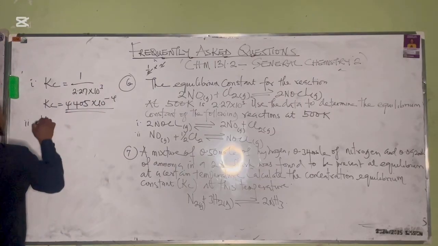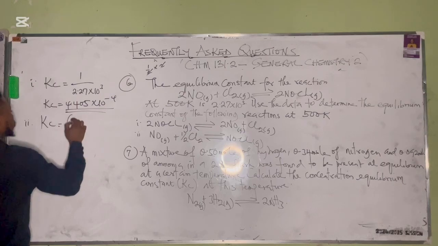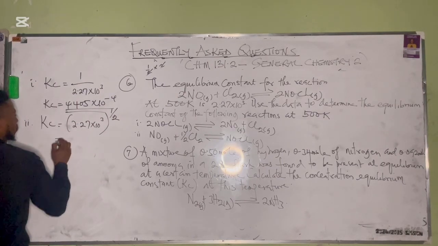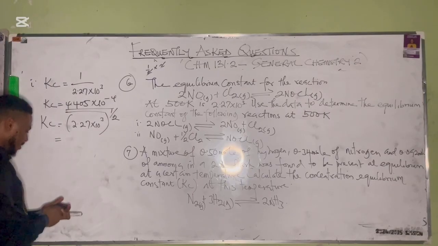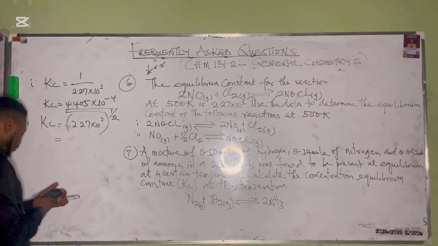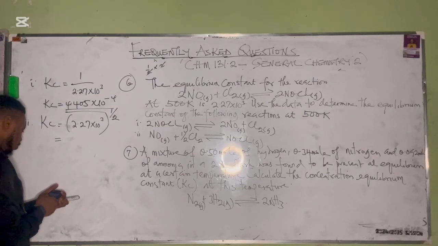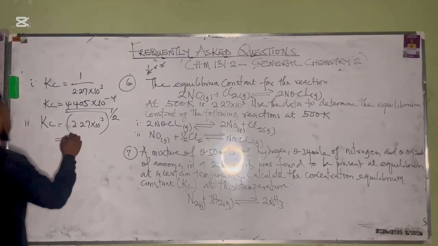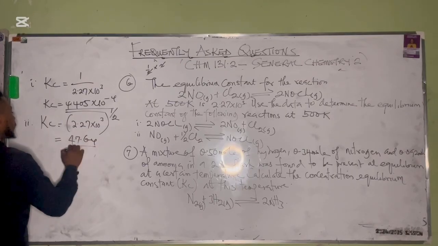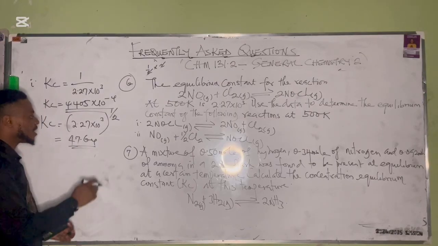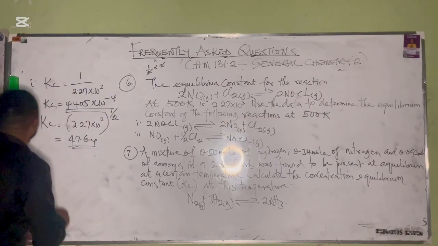Therefore, it means that our Kc now will just be 2.27 times 10 raised to power 3, raised to power what? 1/2. Because it's 1/2 that was used in multiplying. So we say 2.27 times 10 raised to the power 3, now raised to power 1/2. So this will give us 47.64. Alright, 47.64. So this is our answer. Now let's do the last one, not the least.